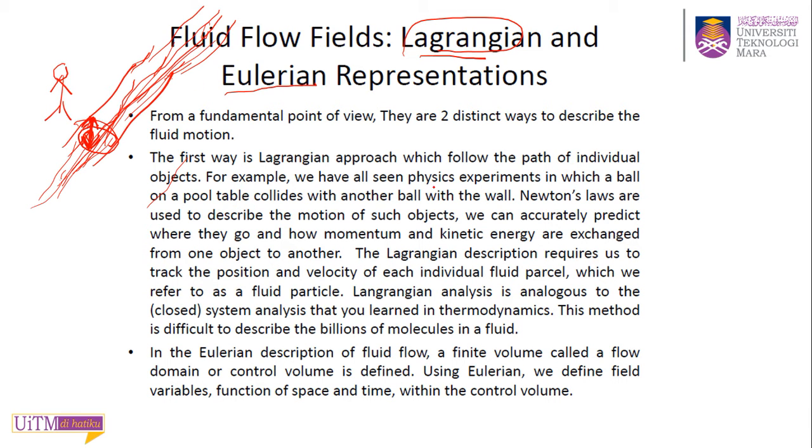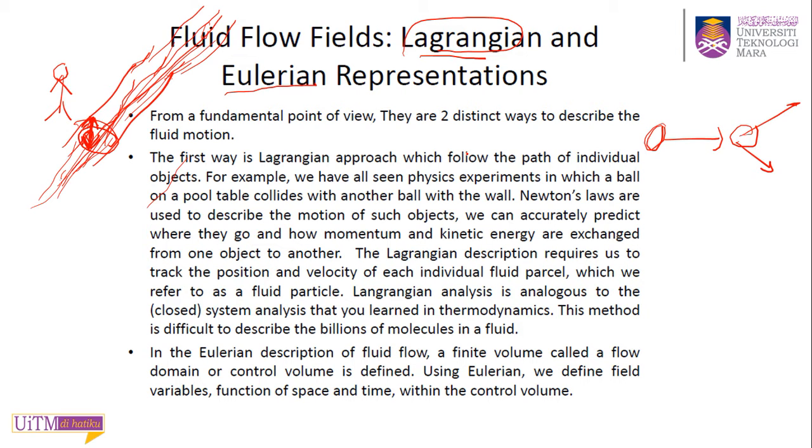In this example he gives a pool table, where a ball collides with another ball, and then it will follow whichever way this ball moves, whether it moves over there or over there, so it will record the velocity and the momentum based on the whole individual object, okay. So that's the Lagrangian method.